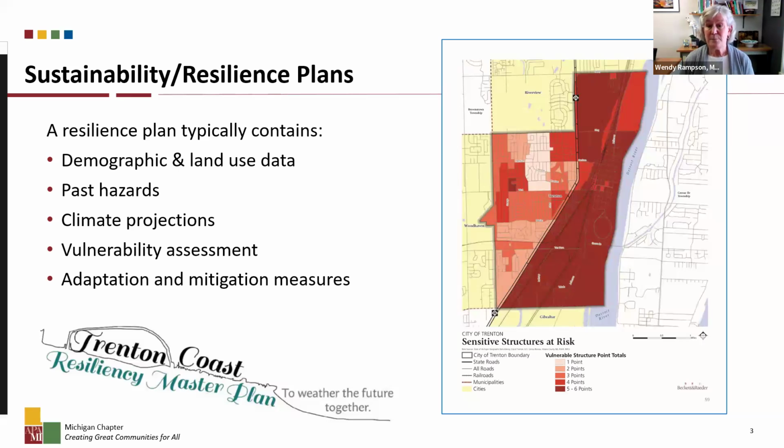That information is then paired with future climate projections to develop a vulnerability assessment that identifies geographic areas of concern. So for instance, in this slide, the darker portion of the slide represents risk of buildings that are at risk, sensitive areas that are at risk along the Detroit River. So recommendations for mitigating or adapting to these anticipated shocks to the system can be included in the resilience plan.